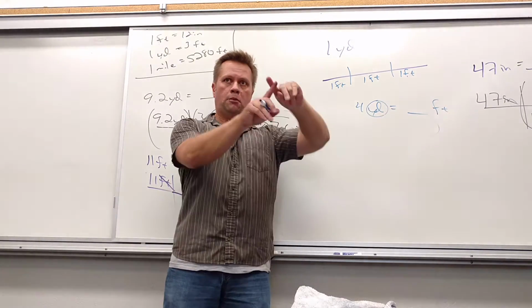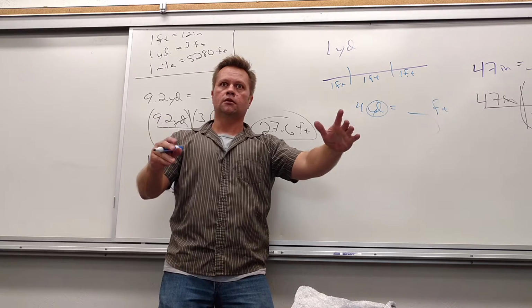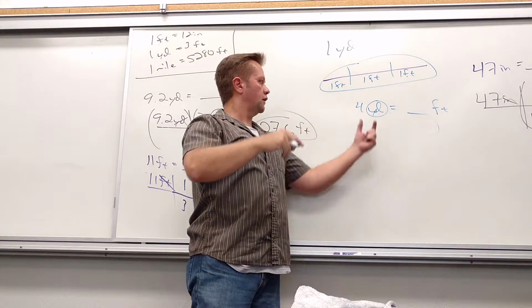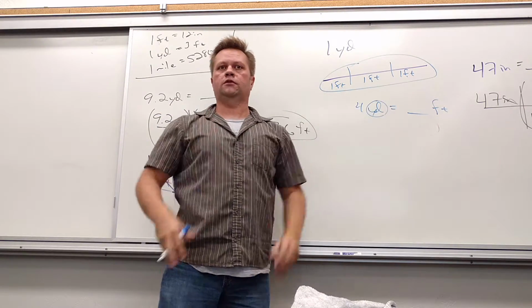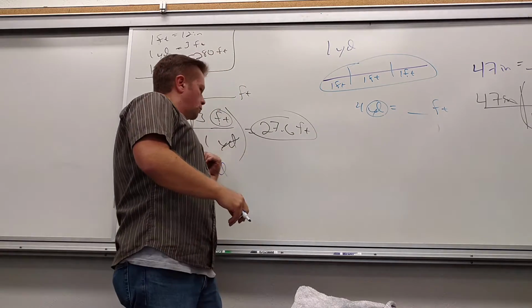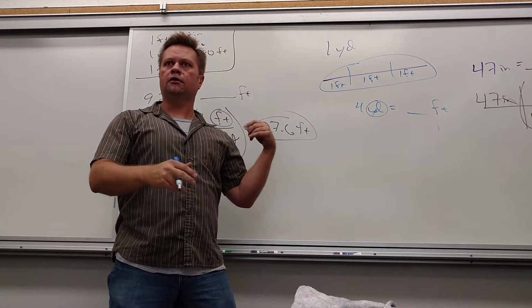So each yard can be broken into 3 parts. So every yard has 3 feet. Every yard has 3 feet, so 4 yards must have 12 feet. Each one of them has 3 in them. So that's really what's happening behind the scenes.